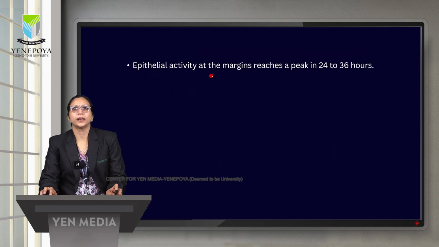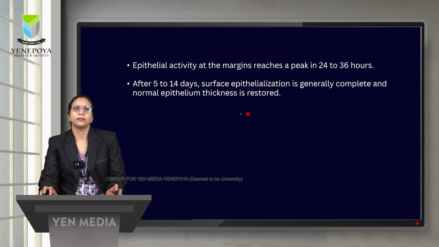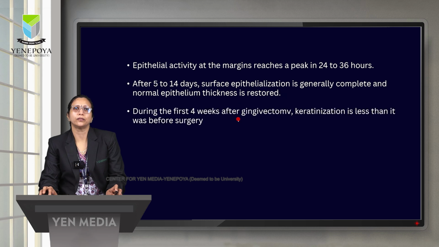The epithelial activity at the margins will reach its peak in the next 24 to 36 hours. Followed by 5 to 14 days, the surface epithelialization is generally complete and the normal epithelium thickens and is restored. During the first 4 weeks after gingivectomy, the keratinization is also less than it was before surgery, but the complete epithelial barrier takes about 1 month to develop.